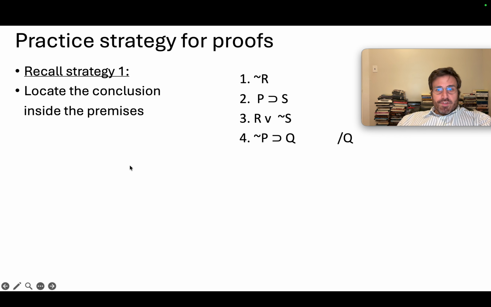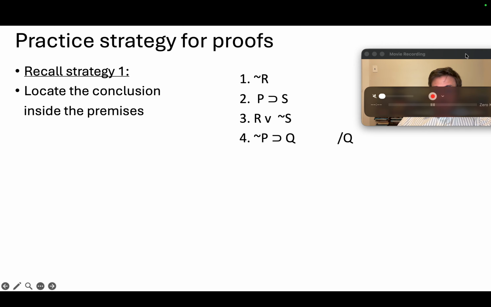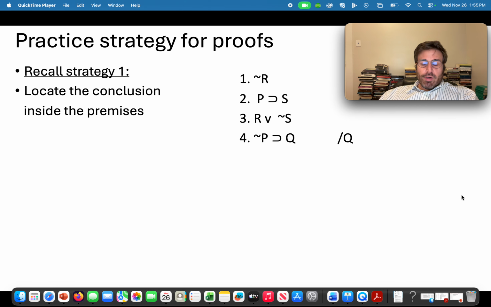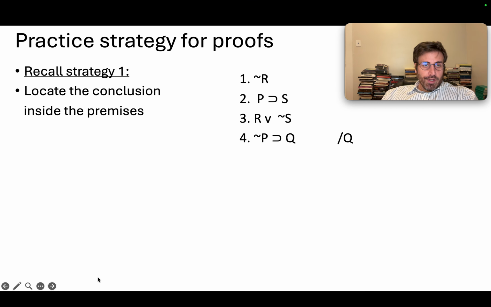Okay, so when we're doing proofs, recall that what we're trying to do is derive the conclusion from the premises where we don't have all of the steps needed to get to the conclusion. So we have here enumerated on the left 4 premises, and then over here to our right our conclusion, which is set off with the forward slash. So that's always going to be where our conclusion is.